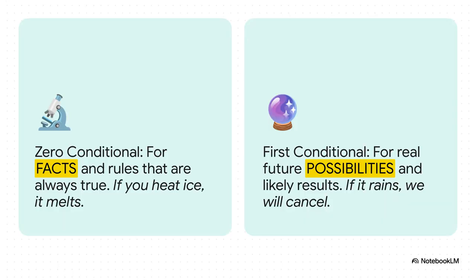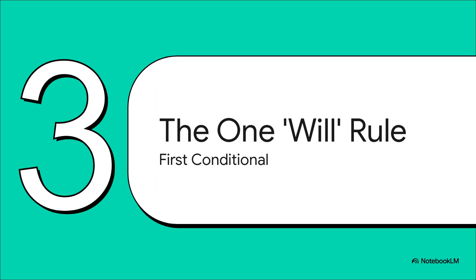So, let's just put it all side by side to make it super clear. The zero conditional is for facts, things that are 100% true every time. The first conditional, that's for real possibilities, things that are pretty likely to happen. Think of it this way. One's a scientific rule, the other's a weather forecast. All right, before we finish up, I've got one, and I mean one, golden rule for the first conditional.